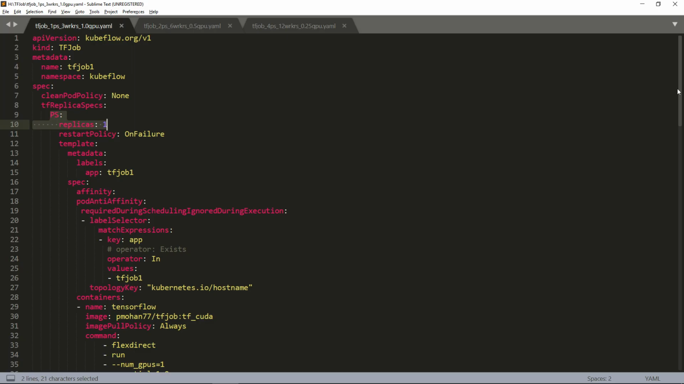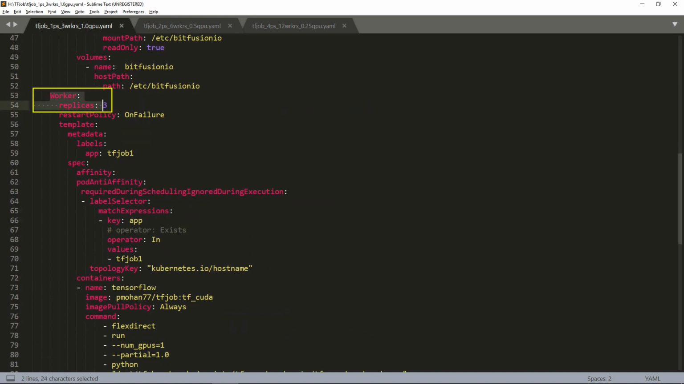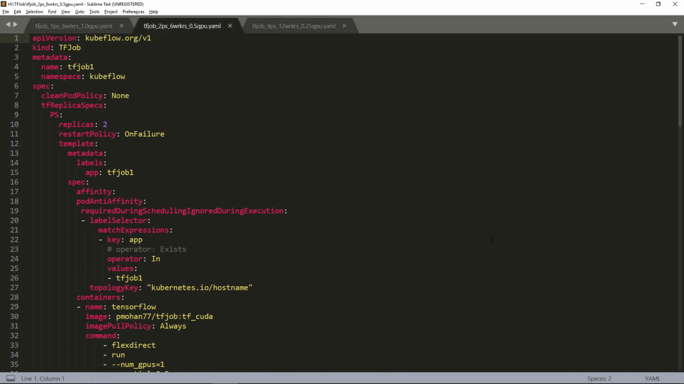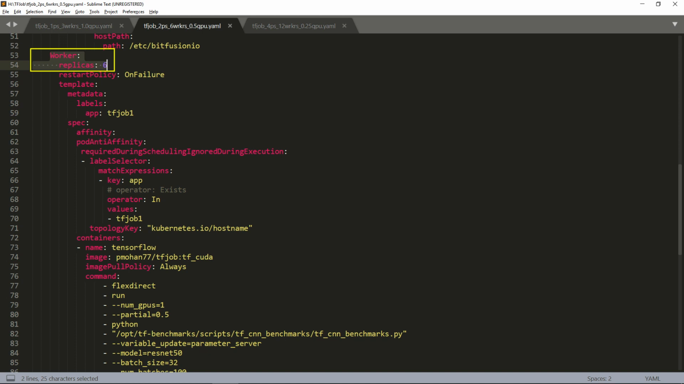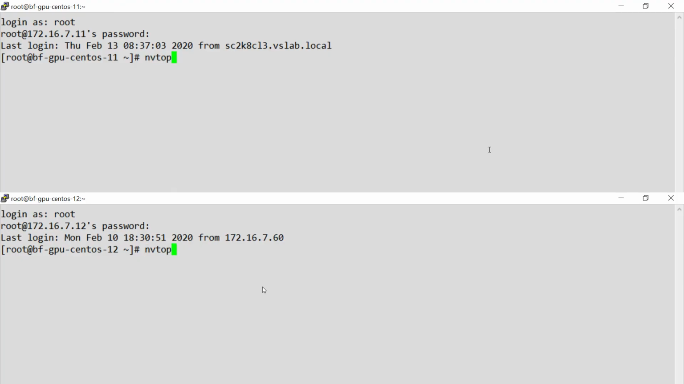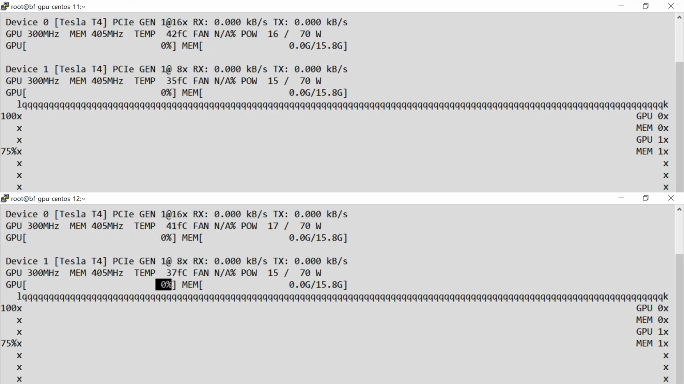This is the YAML file used for the solution. The number of parameter servers is 1. The number of workers is 3. And the number of GPUs per process is 1. As we increase the number of processes, we use partial GPUs as shown. Here, we're using 2 GPU servers with 2 GPUs each.